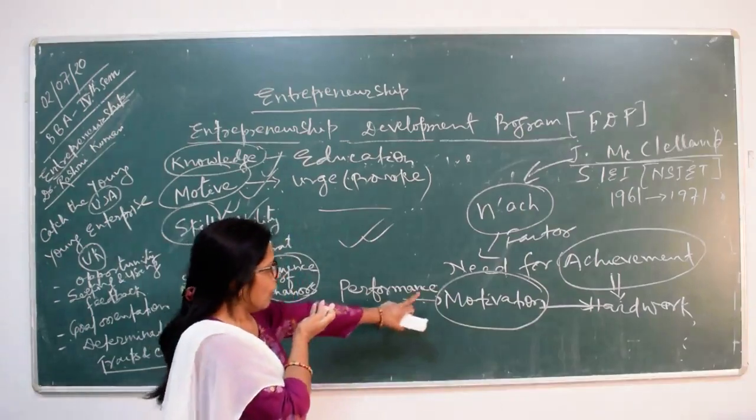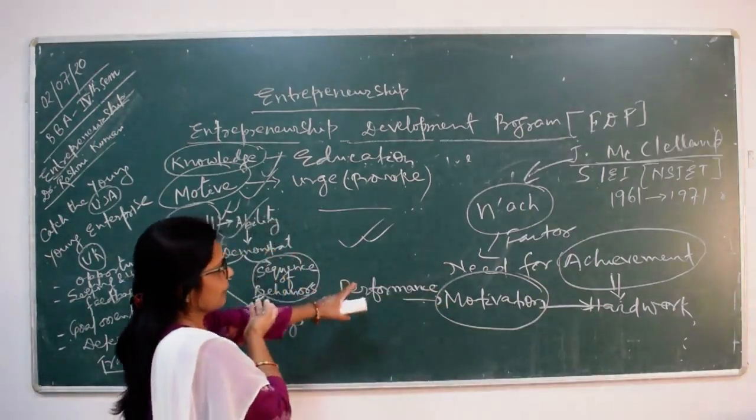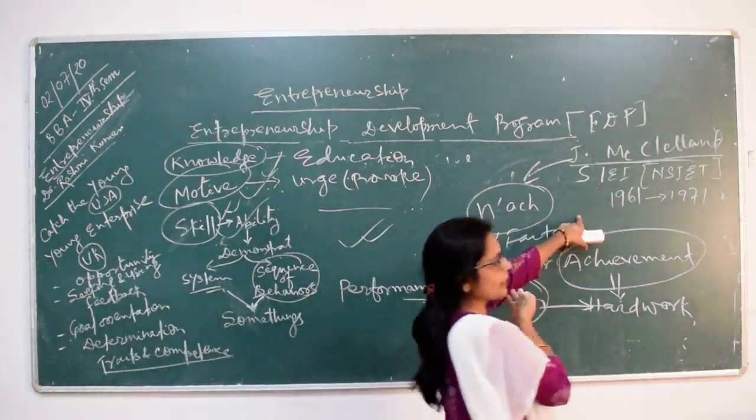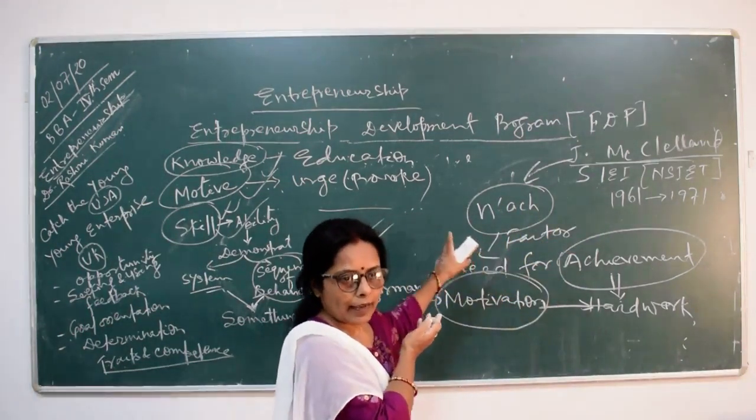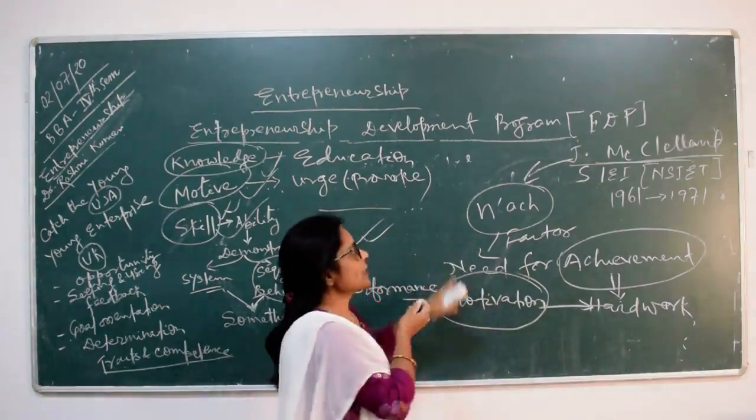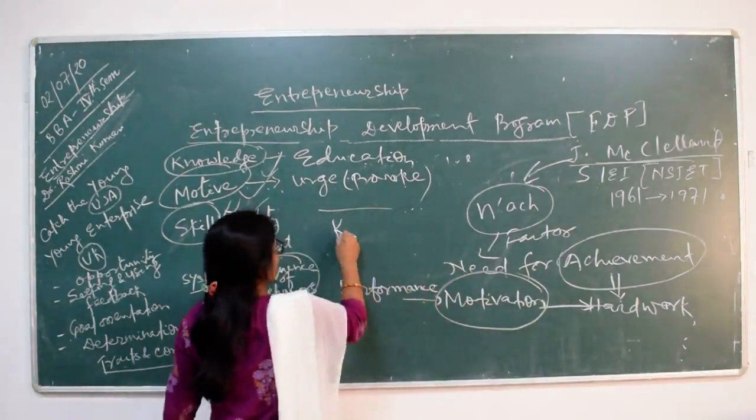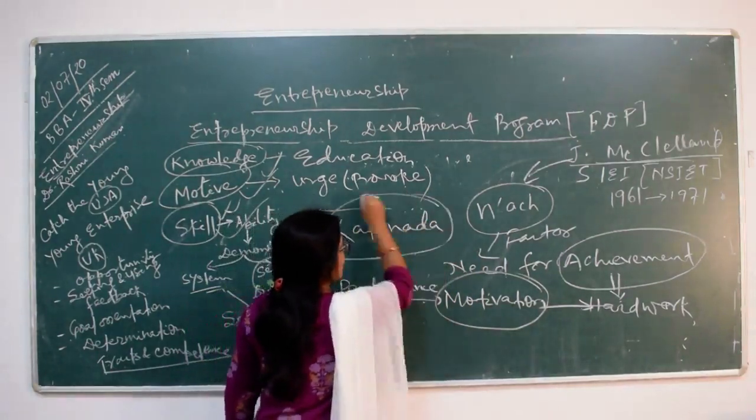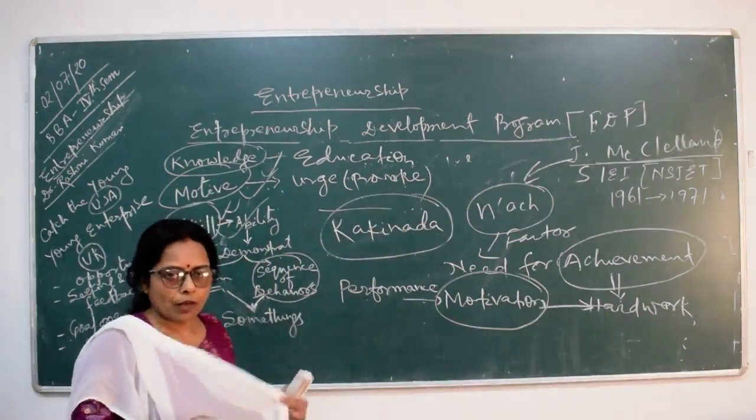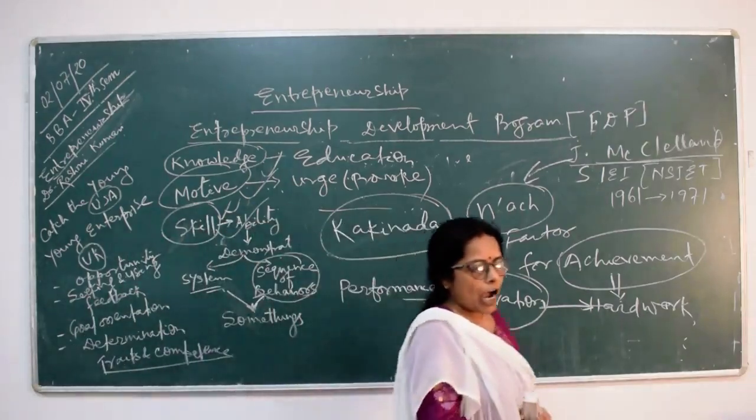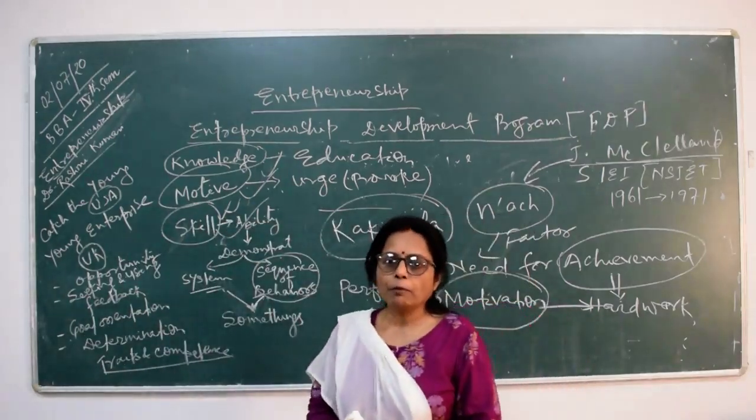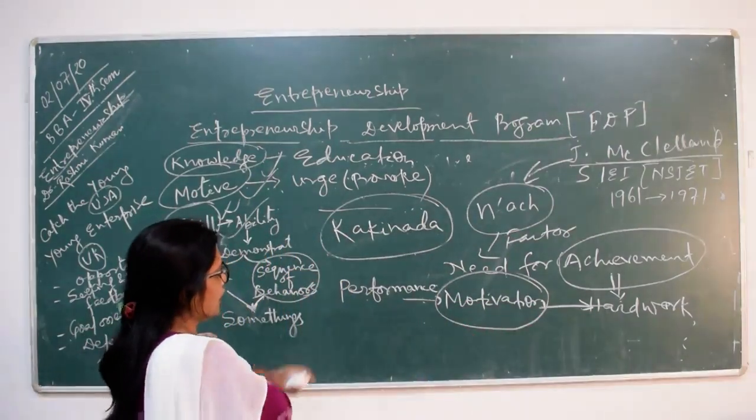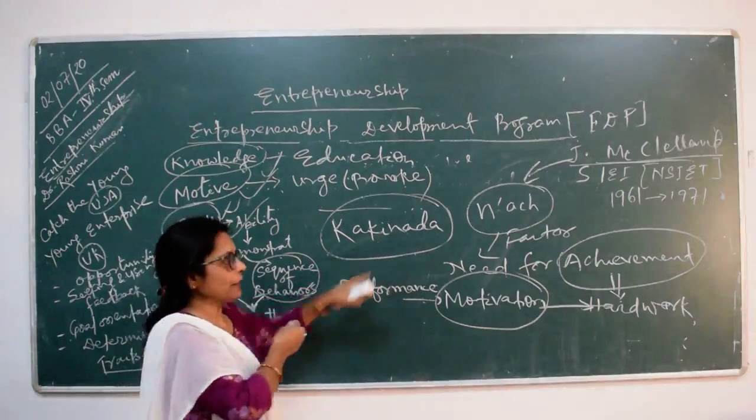Okay, so this situation was taken up by McClelland, and he conducted a certain experiment at Hyderabad, and that place was Kakinada, where he selected some people and gave certain tips on how to convert a common person into an entrepreneur, and such a development program is known as the Kakinada experiment.